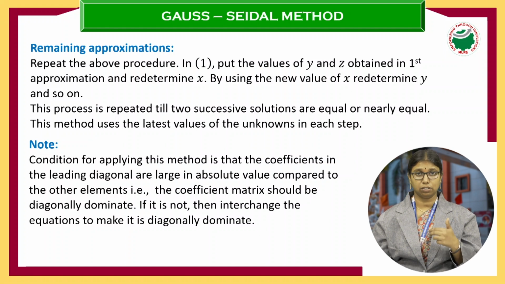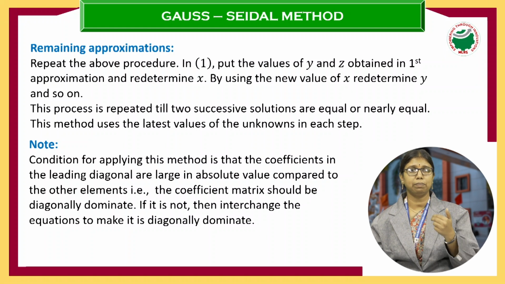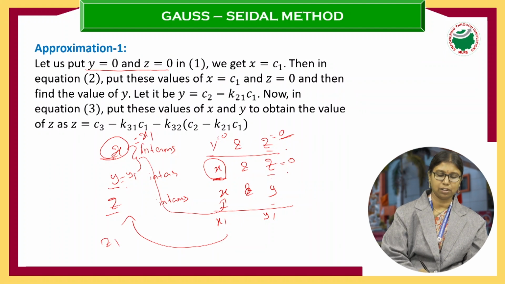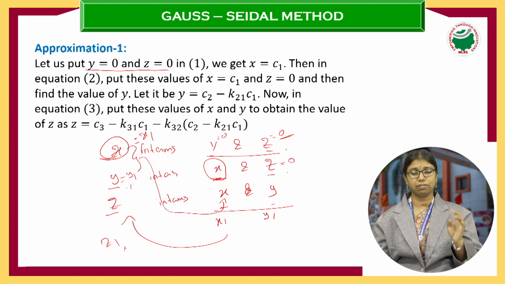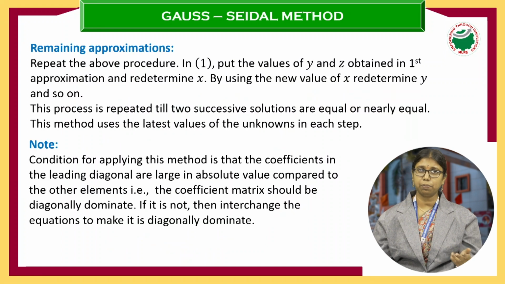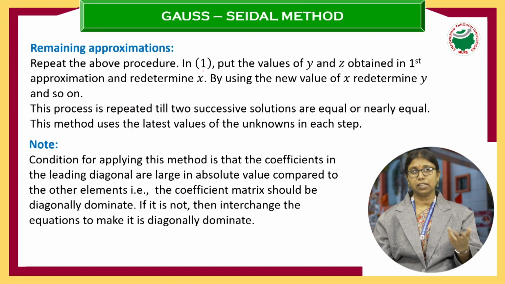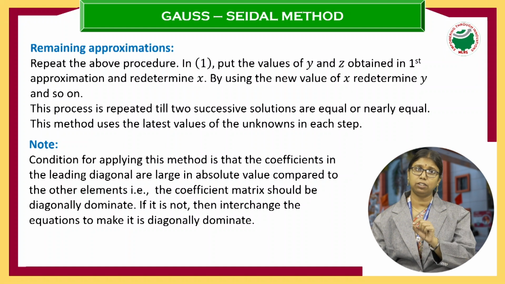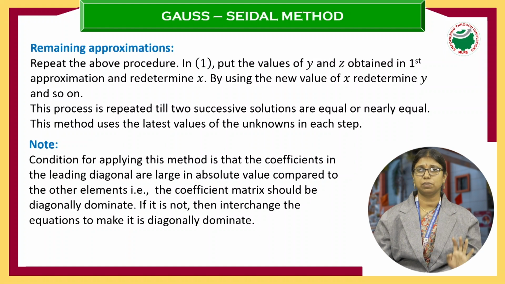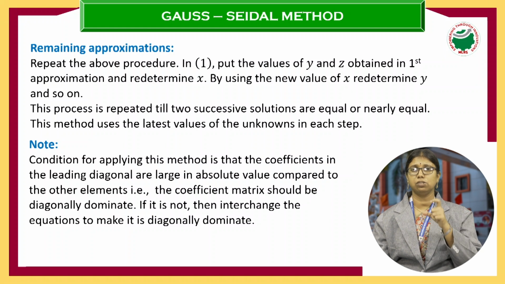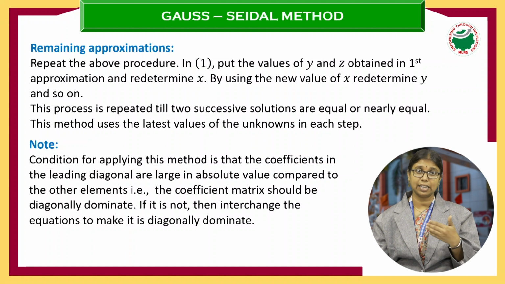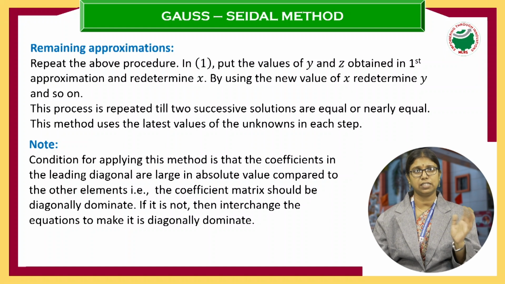In the second step, in the remaining approximations, you have to repeat the previous step until two successive values are equal up to a minimum of 3 to 4 decimal places. That means in this approximation, I got one value for x, y, z, like x1, y1, z1. When you repeat the same procedure, in the next step, you will get another value for x, y, z: x2, y2, z2. If x1 and x2 are equal up to 3 decimal places, and similarly y1, y2 and z1, z2, then we can stop the procedure and take the last value as the solution for the given non-homogeneous equations. Like that, we can calculate the solution for a system of non-homogeneous equations.